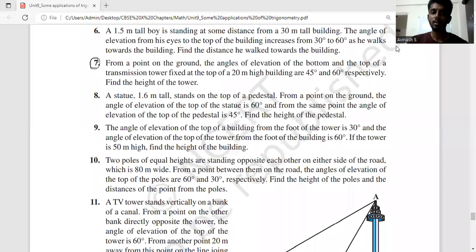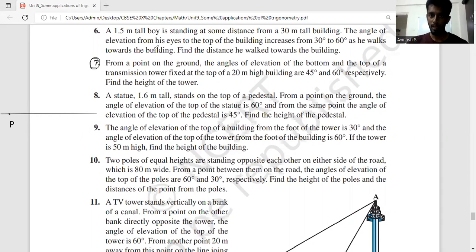Now let us look at 7th question. From a point on the ground. So first let us draw the ground. We'll imagine this is the ground. So from a point on the ground, let us imagine a point also. So let this be the point. Let P be the point on the ground. So 7th question goes like this.